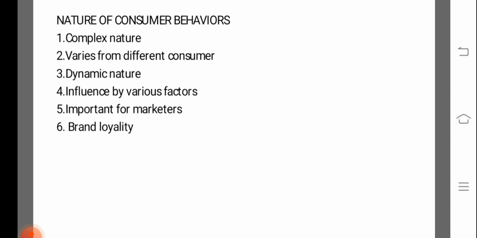Brand loyalty. Yes, brand loyalty is another important nature of consumer behavior. Many consumers like to purchase products and services having good brand loyalty in their eyes.